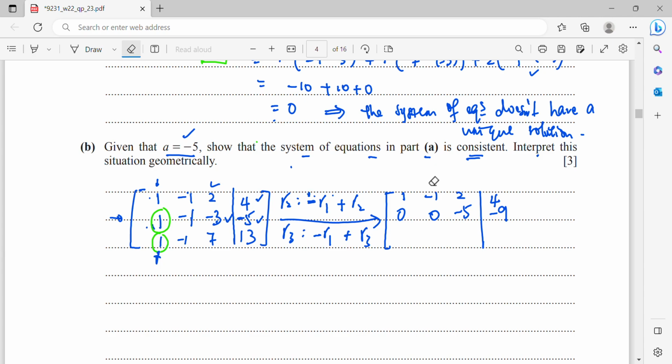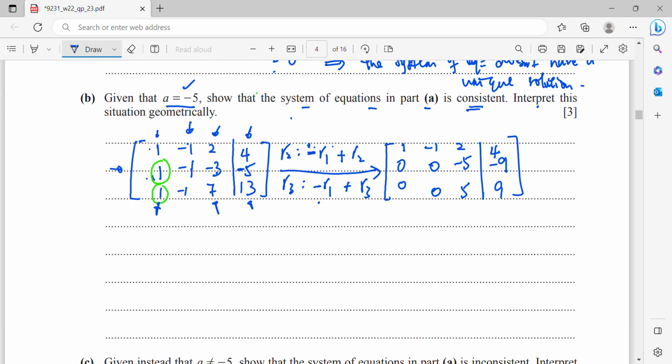Now for the next, the R3. So the first one will be 0. Now minus R1 plus R3. So minus 1 is 1. Okay, plus minus 1, it will be 0. Now the third one, minus 2 plus 7. Here is 7. It will be 5. Then minus 4 plus 13. It will be 9. Okay, so now from here, this is not yet the echelon matrix.